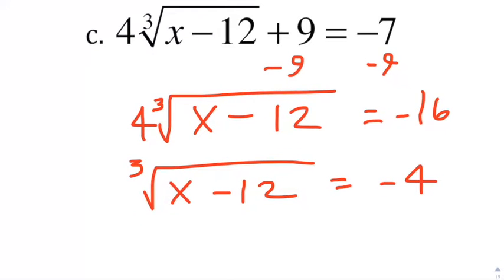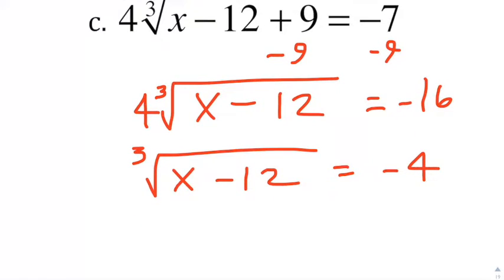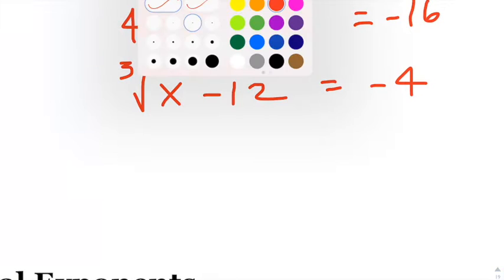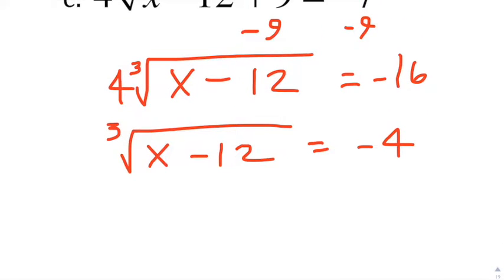Now, some people are going to say, oh, is this like the square root problem where if we have a negative on the right side, we can't do that? Since we're dealing with a cube root here and not a square root, we can actually cube root something and get a negative number. So this one's good to go here. So don't worry about that weird rule. That's only with square roots.